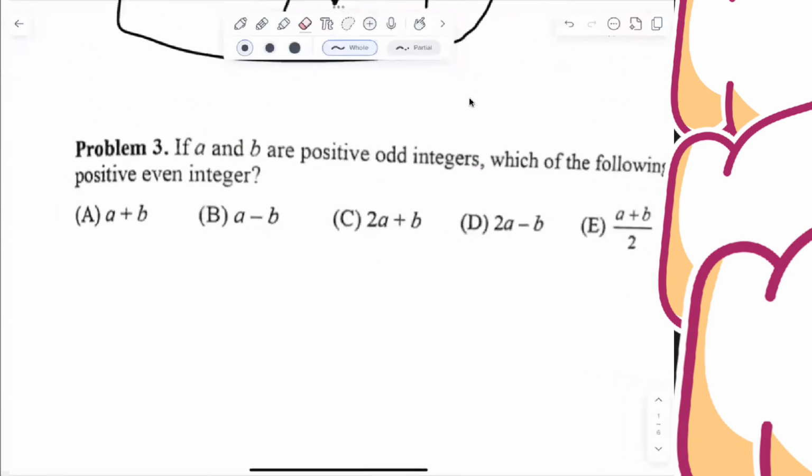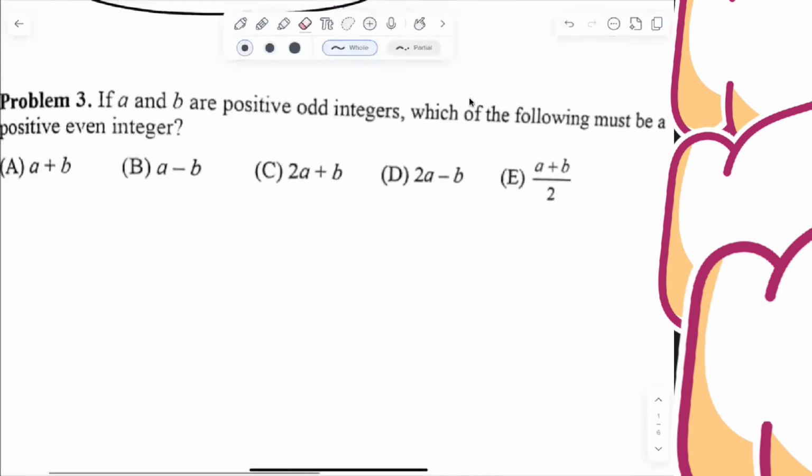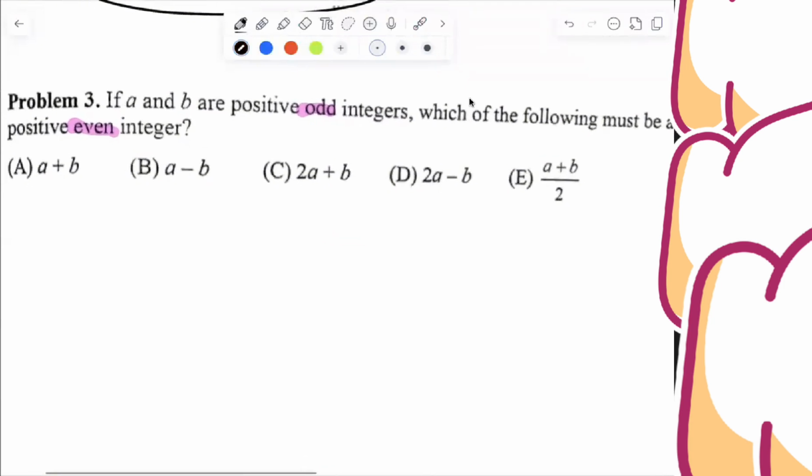Anyways, let's move on to problem 3. If a and b are positive odd integers, which of the following must also be a positive even integer? The key words here are obviously even and odd. So this is really important. Make sure you read the question, or you're not going to be able to see whether it's even or odd. You might mistake it as just integers, which is not good when you try to problem solve. Anyways, how would I solve this question? Well, first, let's consider a plus b.